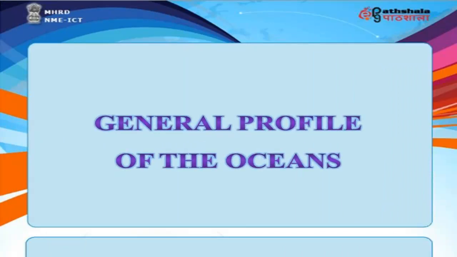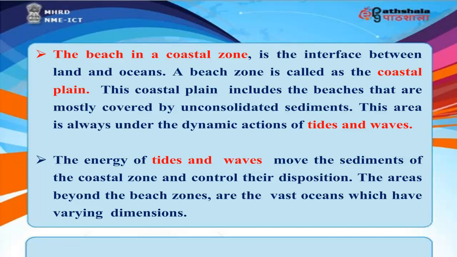General profile of the oceans. The beach in a coastal zone is the interface between land and oceans. A beach zone is called the coastal plain. This coastal plain includes the beaches that are mostly covered by unconsolidated sediments. This area is always under the dynamic actions of tides and waves. The energy of tides and waves move the sediments of the coastal zone and control their disposition. The areas beyond the beach zones are the vast oceans, which have varying dimensions.